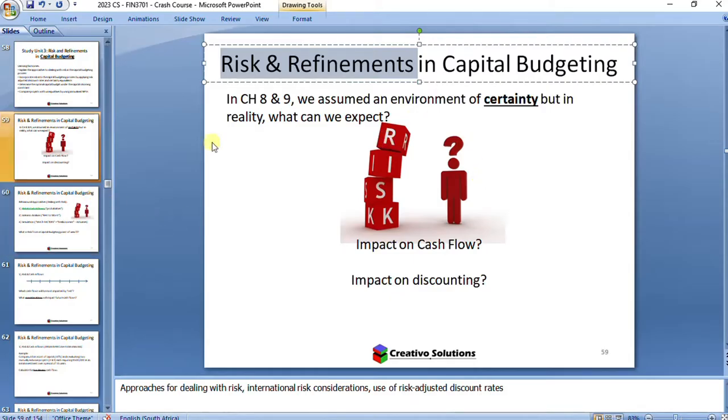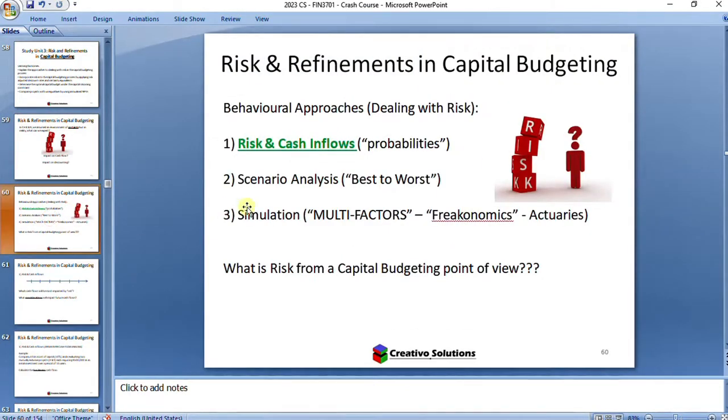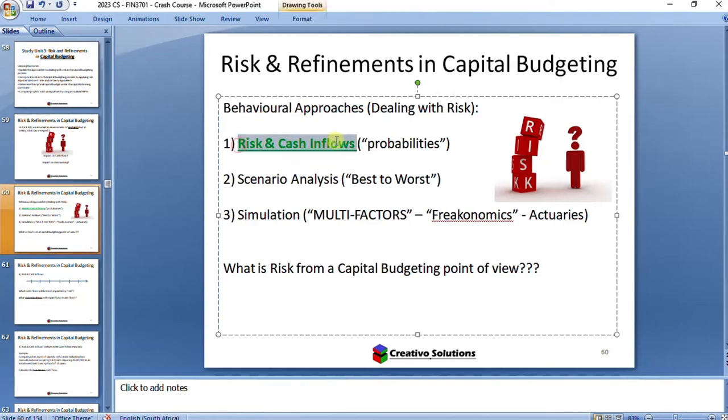Okay, so just to highlight the content here, in practice, you would obviously have to look at risk and how that affects your cash flow. The others are additional, that's beyond the scope. You're not going to be tested on scenario analysis or simulation.